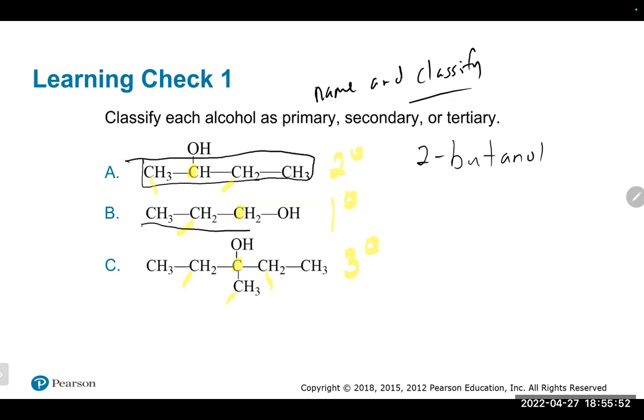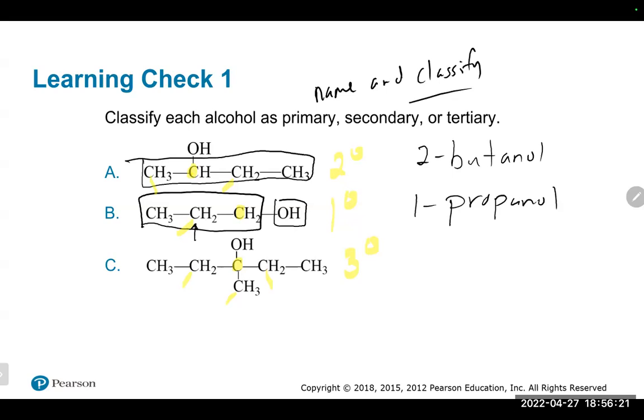The longest carbon chain on the second one is 3, which is based off of propane. So it becomes propanol. Do I need to give the location of the OH group? You do in this case, and it is at carbon number 1 here. So this would be 1-propanol, because you could have put it at carbon number 2, and it would have been 2-propanol, or isopropyl alcohol. So in this case, with 3 or more carbons, you do need to give that location.